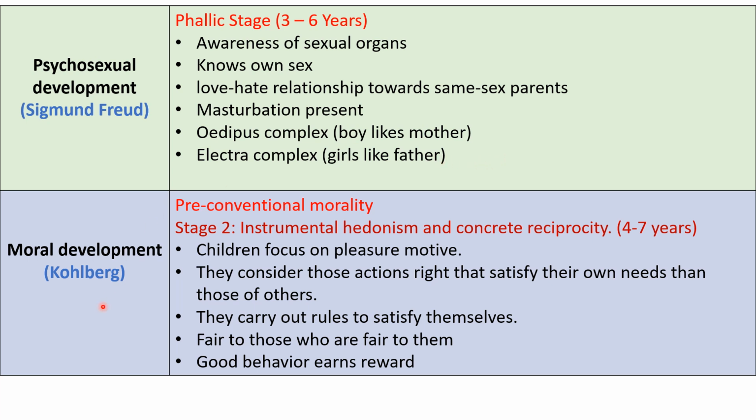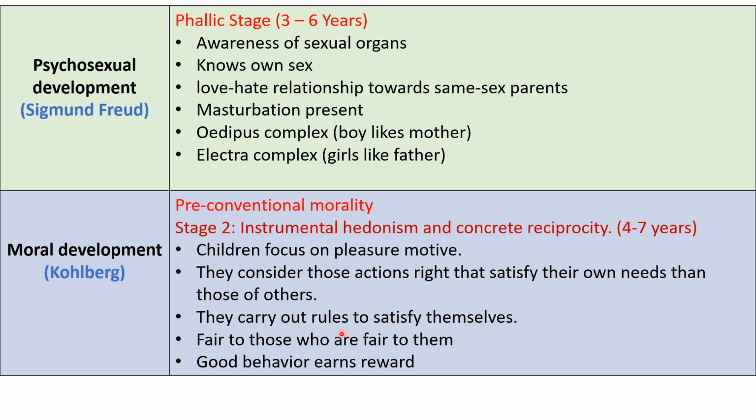Then comes moral development by Kohlberg, that is pre-conventional morality. Stage 2. There is a special name for this stage 2, that is instrumental hedonism and concrete reciprocity, that is seen in the age group 4 to 7 years. The children focus on pleasure motive. They consider those actions right that satisfy their own needs rather than those of others. So whatever is satisfying them, that is correct, and that is what needs more importance in their life.